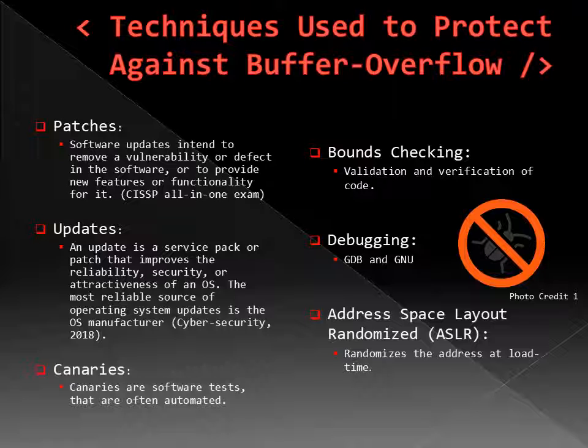Address Space Layout Randomization, otherwise known as ASLR, is just that: it randomizes the address at load time. It is one of the most widely used defense mechanisms to prevent attacks today, backing all modern operating systems. I encourage you in your free time to research GDB and GNU debuggers more in depth.